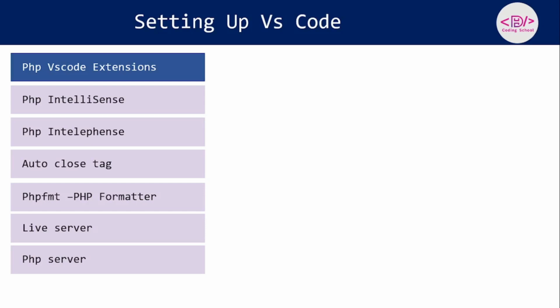Okay, welcome back. In this second episode, in the previous episode, we set up our XAMPP server, and at this point in time, we are going to set up our VS Code. In the previous video, we looked at what PHP is, wrote our first program, and managed to set up the PHP XAMPP server.